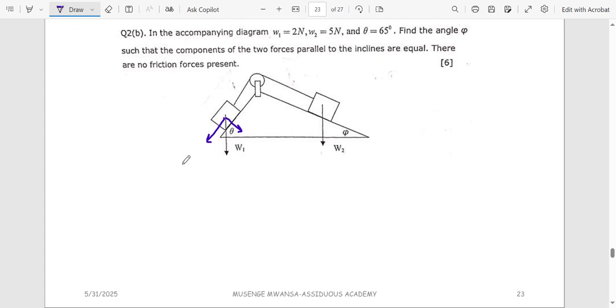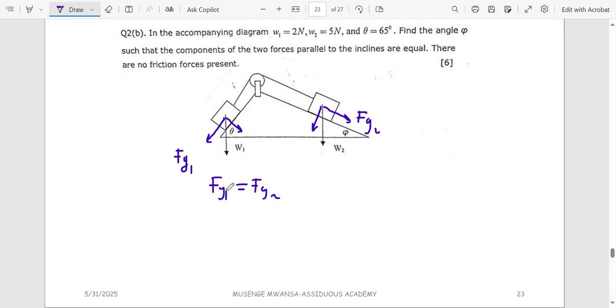The component that goes downwards, we call that Fg. We'll call this Fg1. That will be the same with this one, to have these two components, we'll call this Fg2. But we've been told that the components of the two forces parallel to the incline are equal, meaning that Fg1 is the same as Fg2.